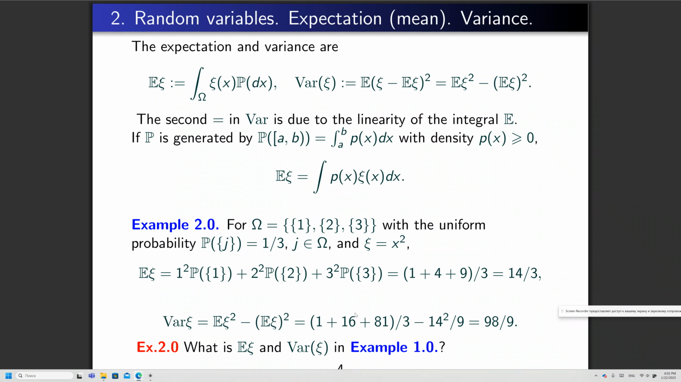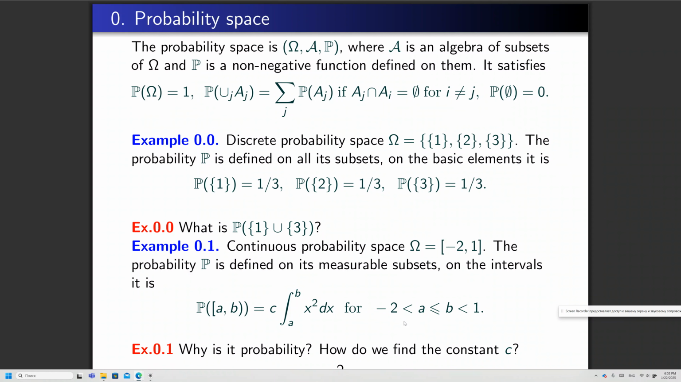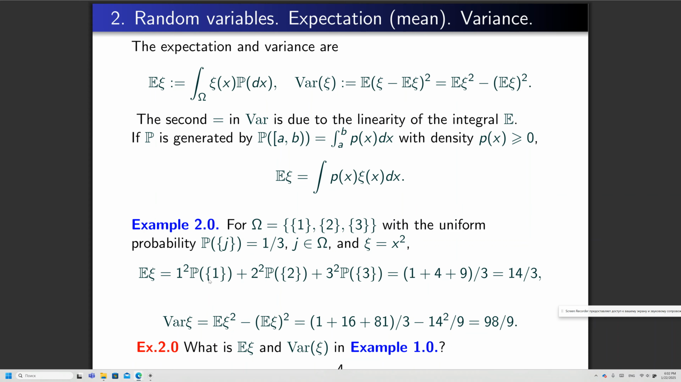This is the second example. The question 2.1: what is the expectation of xi and the variance of xi in example 1.0? You remember? In example 1.0, the probability space is continuous and the random variable is the same, x power 2, as in the discrete space, but the space is continuous. Try to solve this exercise.